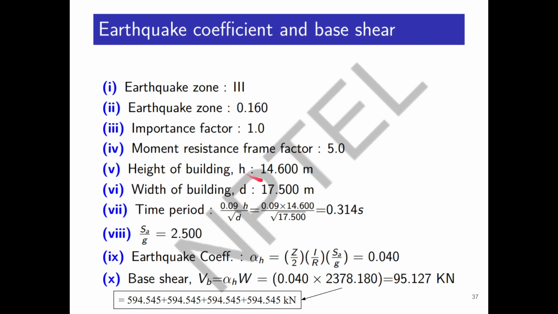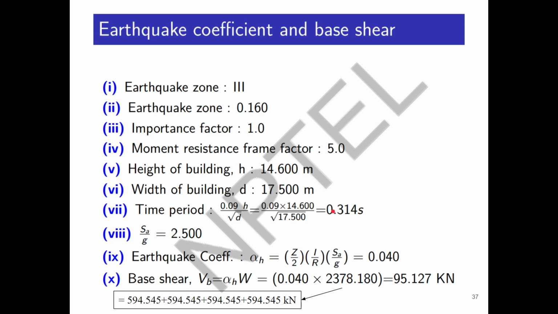Height of the building H is 14.6 meters, for the 4 stories in total. And width of building D they have assumed as 17.5 meters. Using these values we can calculate the time period, which is equal to 0.09 h by square root d. This formula is also present in IS 1893, you can check that. Putting the values, we get the time period of the building as 0.314 second.